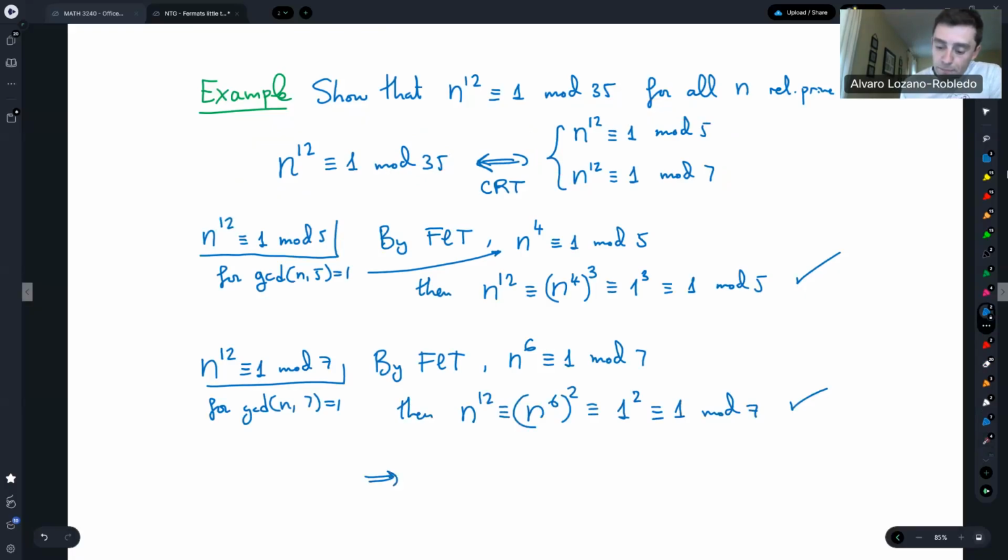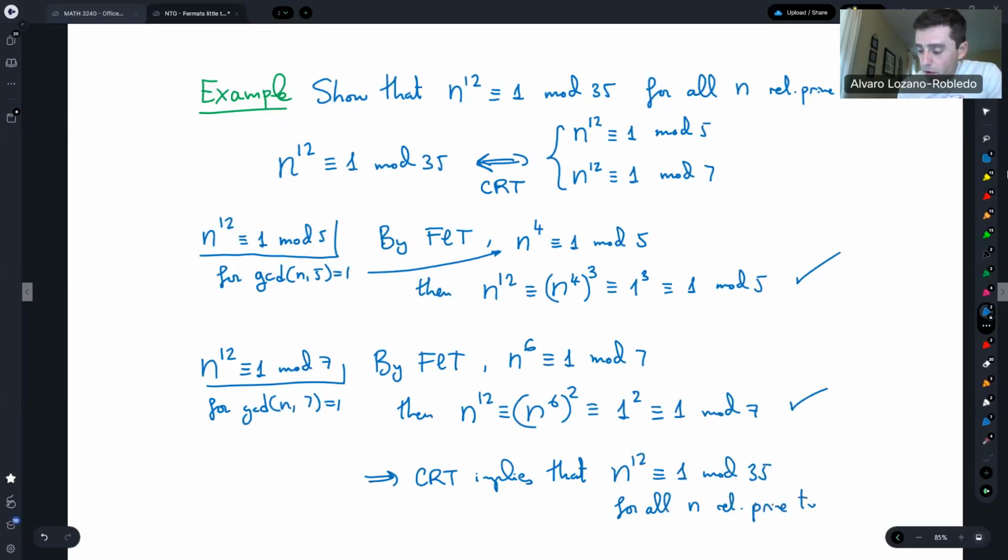So the Chinese remainder theorem implies that n to the 12 is congruent to 1 modulo 35 for all n relatively prime to 35, to 5 and 7. This is not true for numbers that are not relatively prime to 35. So if you take 5, 5 to the 12 will not be congruent to 1. It cannot be congruent to 1.